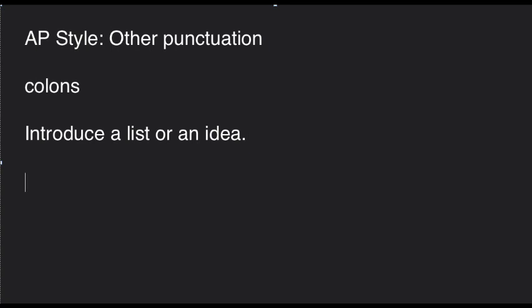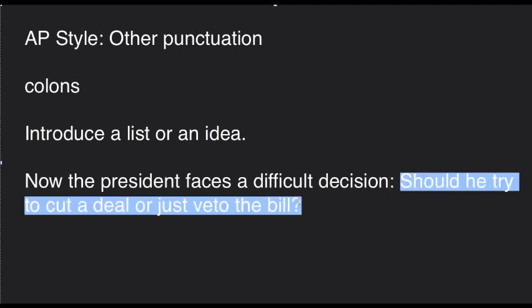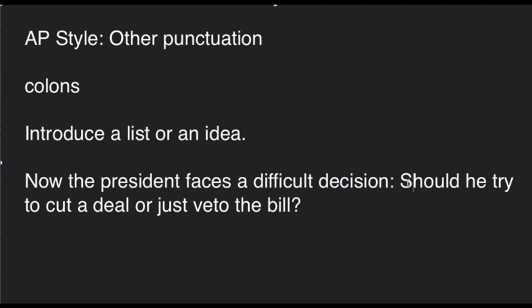So in this example, we are introducing an idea. Now the president faces a difficult decision. What is that difficult decision? We're introducing it with a colon: Should he try to cut a deal or just veto the bill? Notice that in this case, what follows the colon is a complete sentence that could stand on its own. In that case, this letter right here needs to be capitalized. Not lowercase, but capitalized.